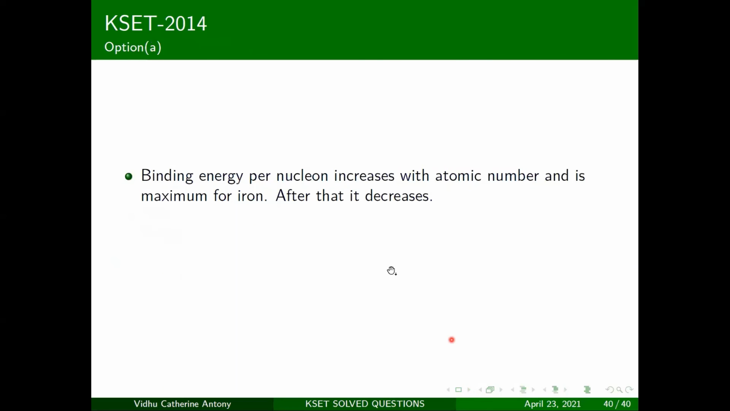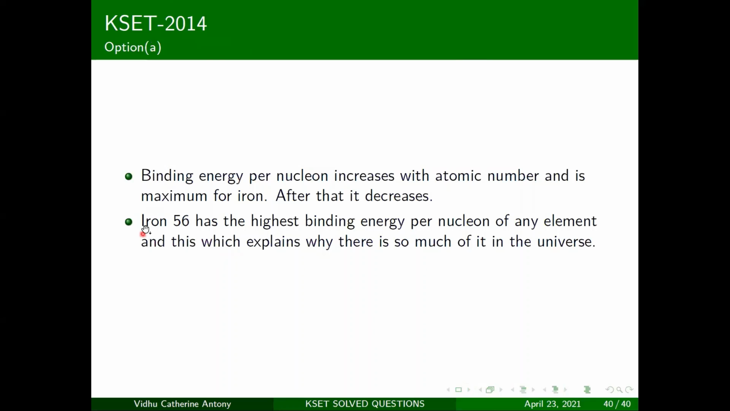So yeah, the binding energy per nucleon increases with atomic number and it's maximum for iron. After that, it basically decreases. So the reason why iron 56 has the highest binding energy per nucleon of any element explains why there's so much of it in the universe. So I think that's a really interesting fact that you can remember, so that you know that the binding energy per nucleon is highest for the isotope iron 56.